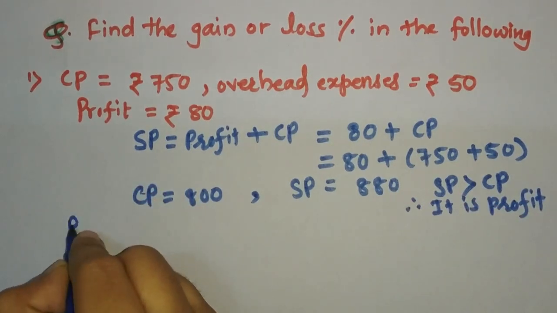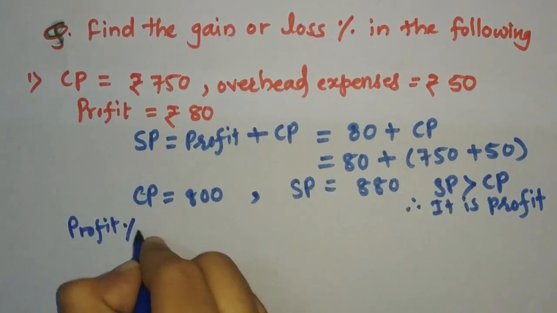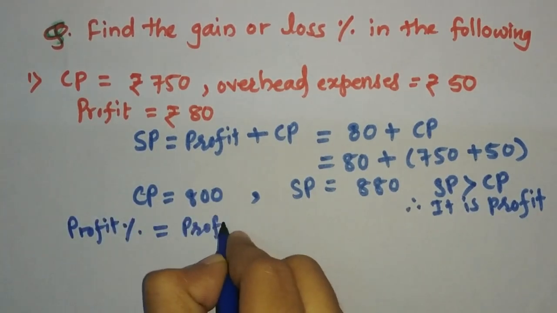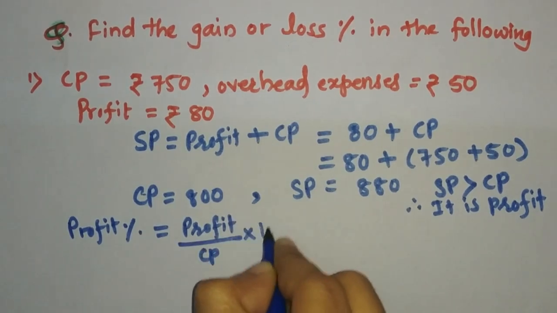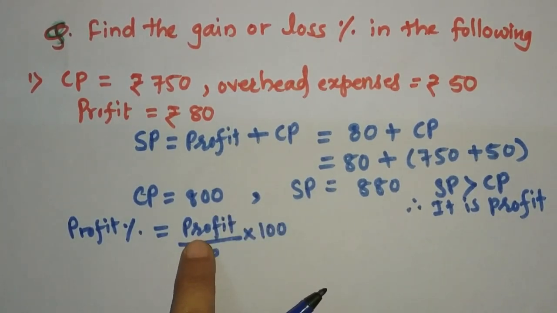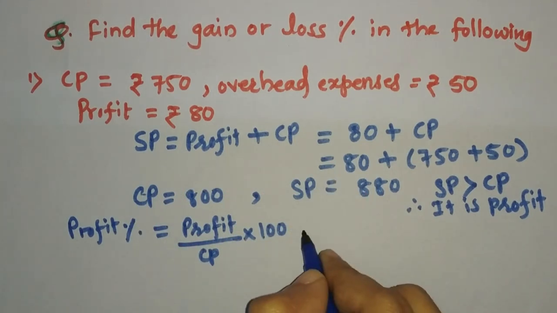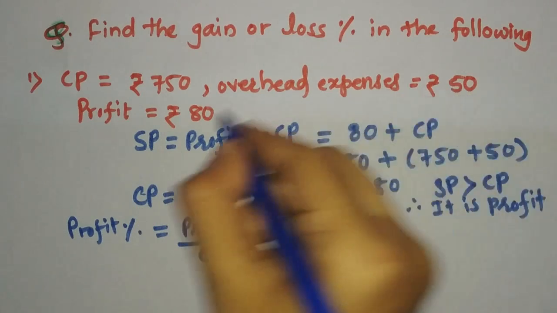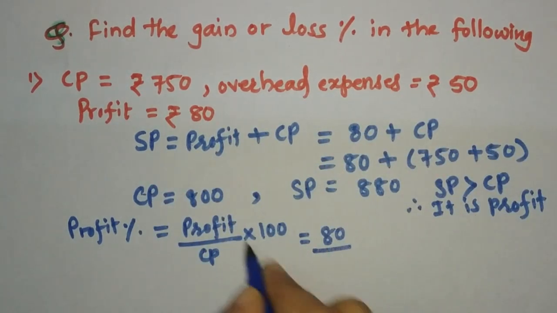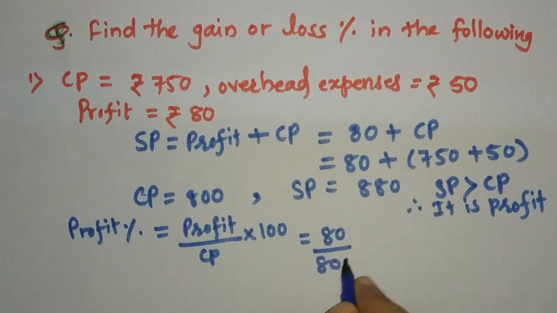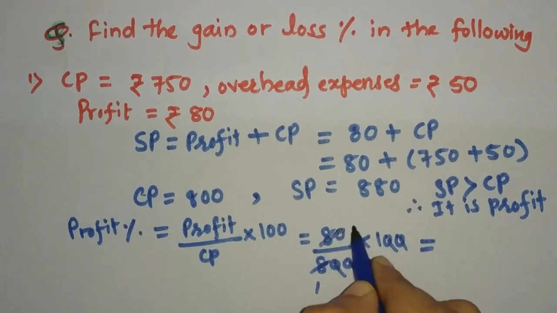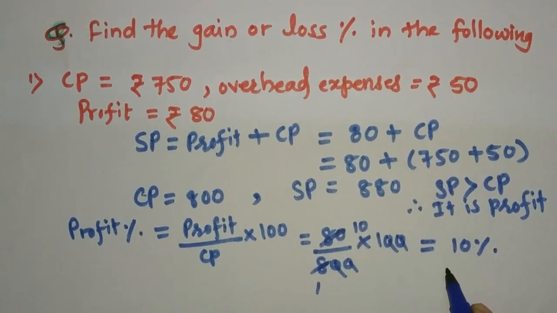Now simply write down the profit percent formula. It is equal to profit upon cost price into 100. Always remember, profit percent is calculated over CP, and loss percent will also be calculated over CP. So put the values in this. Profit here, friends, is given as 80. We'll write 80 upon CP we have calculated, that is 800, and just multiply by 100. So after calculating, 8 ones are 8 and 10s are 10, we'll get 10%. This is a 10% gain, you can say, or it is profit.